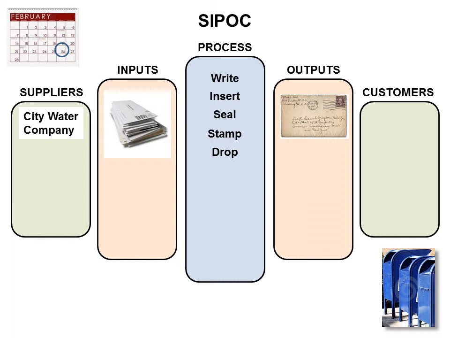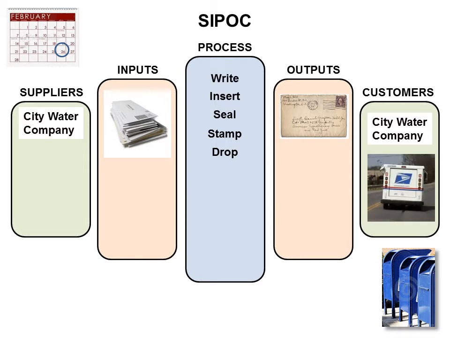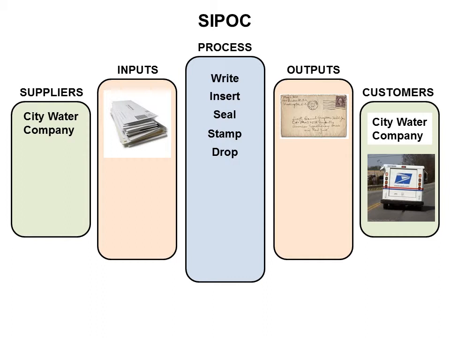Finally, the customer box contains the names of those receiving the output. My output goes to the water company. There is an intermediary customer. Can you name it? The Postal Service transports my payment to the water company, so in a sense, the post office is a customer too. My water bill is a simple example.